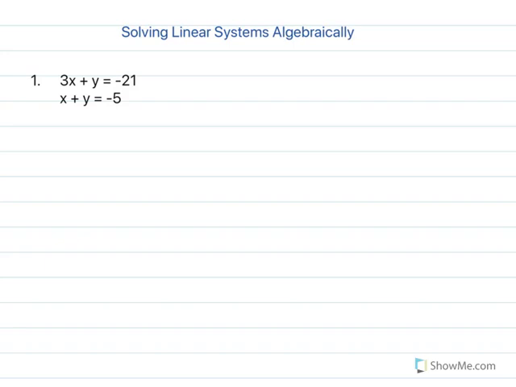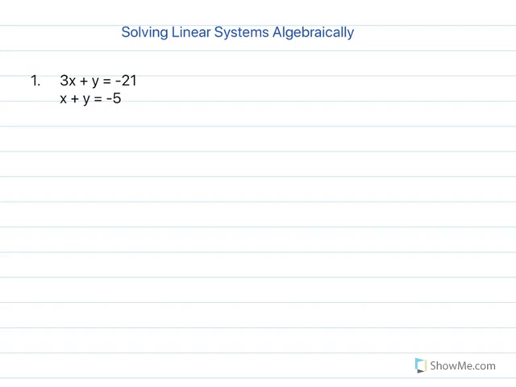So with the first example that we have, our two equations are 3x plus y equals negative 21, and x plus y equals negative 5. And what we're going to do here is figure out, do we want to use elimination or substitution? So either will work. In this particular case, I think it would be really easy if we did elimination. So in elimination, we need to figure out, do we want to eliminate the x's or the y's? So which one would be easier?